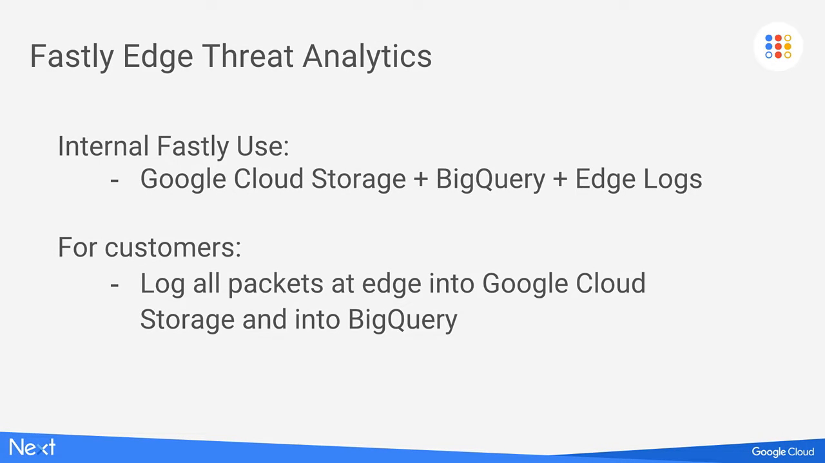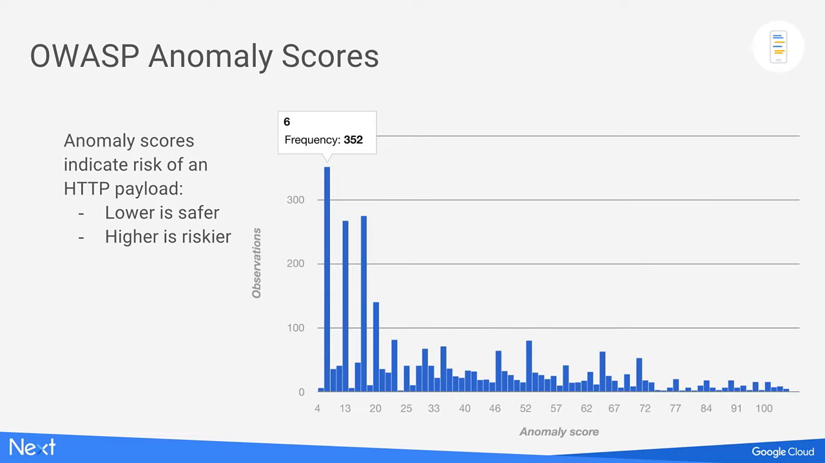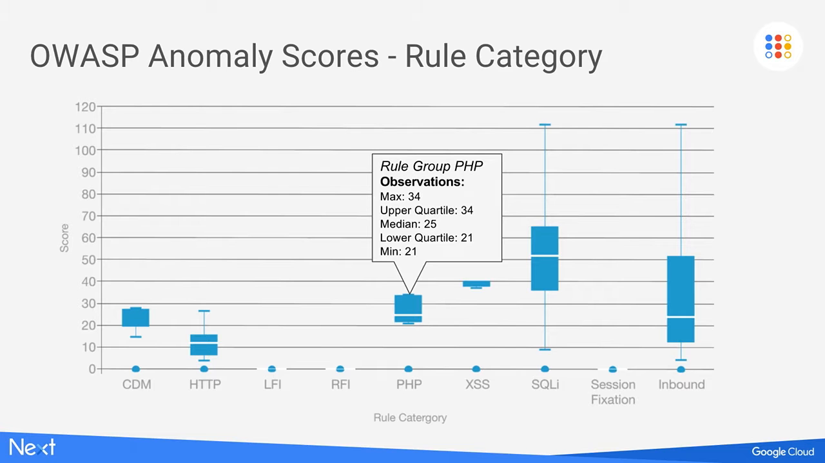We use it for edge threat analytics. So we have a WAF product, and we provide edge security for our customers. And so we use Google GCS and BigQuery and edge logs for that, and basically very quickly can pull any kind of report from the edge to see what rules are hitting, what kind of threats we're seeing, anomaly scores, etc. And we can then expose that to our customers.